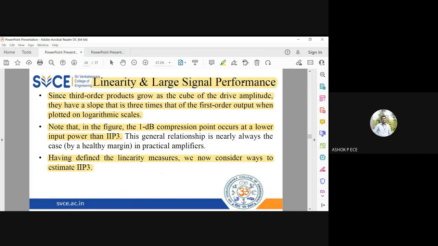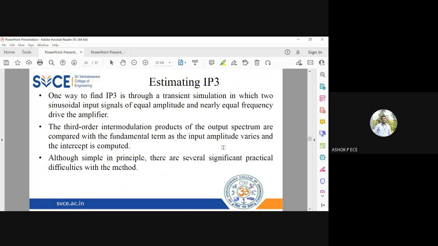Even though manufacturers give everything in the data sheet, when you have the amplifier in hand, it is best practice to estimate what is the value of IIP3 which the amplifier is going to possess. That will give you an idea when you decide to use the amplifier for other applications. So one way is to simulate.